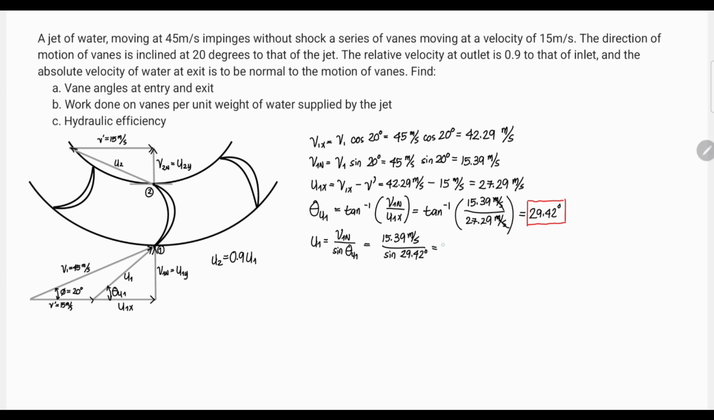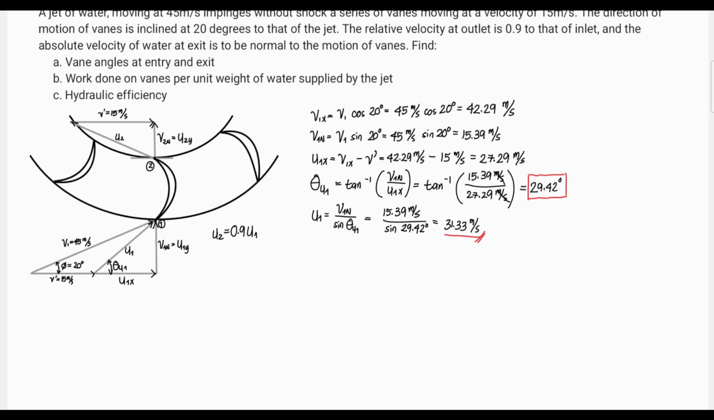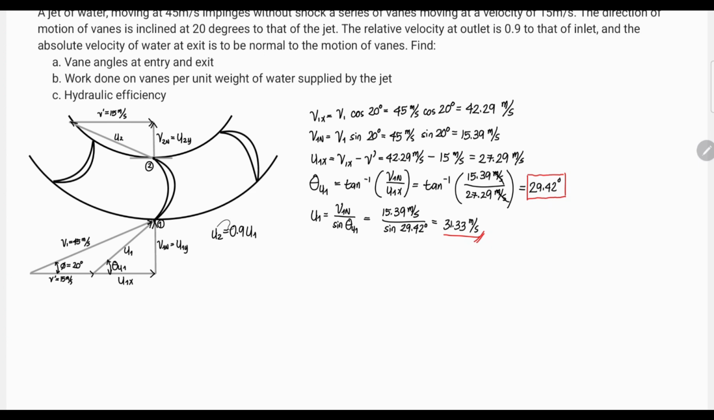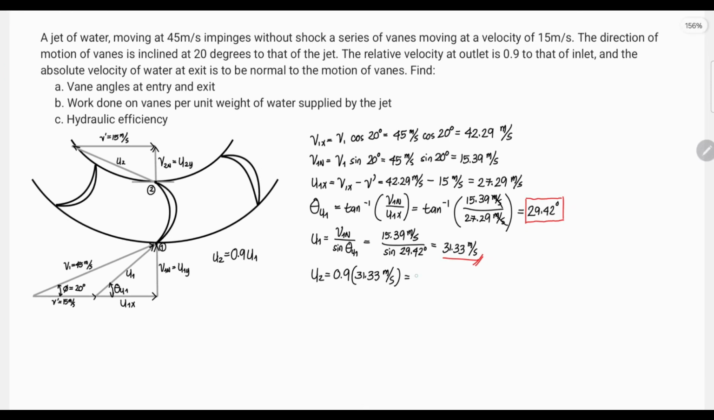Now that is equal to 31.33 meters per second. Now we may be able to get the value for our u2. So u2 is equal to 0.9 times the value of u1, which is 31.33 meters per second. u2 therefore is 28.2 meters per second.